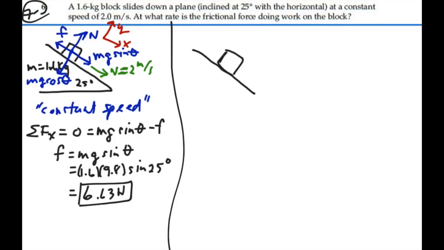We have this frictional force that's going up the incline like this, and we just found its magnitude to be 6.63 newtons. We have this velocity that's going down the incline like this, and the magnitude of that is 2 meters per second. So the angle between these two vectors is 180 degrees.